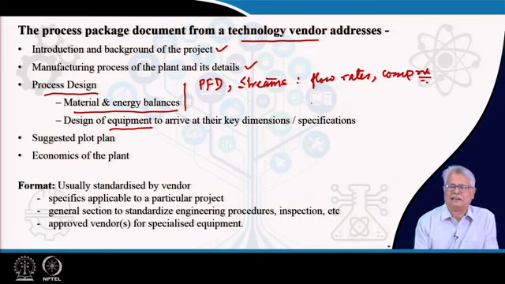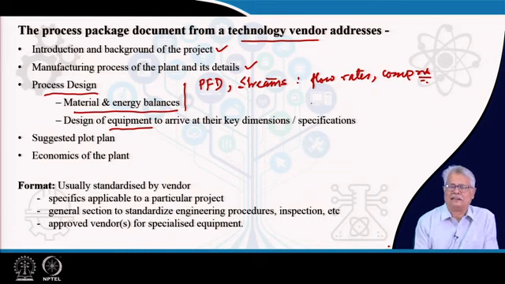I have already said that the basis of detailed engineering of the plant is the process package. That means, now what I am saying is a new term, which is the detailed engineering of the plant. Detailed engineering means that after this stage the equipment will be fabricated, delivered, erected, commissioned, operated and maintained. So, that would be the life cycle of your plant to start with. So, detailed engineering of the plant starts with a process package which is given by the technology vendor.